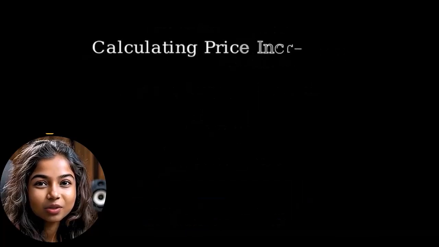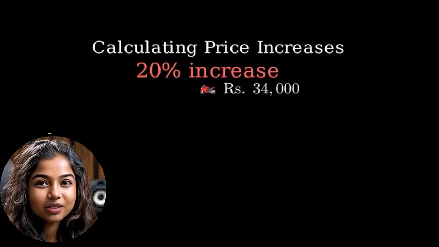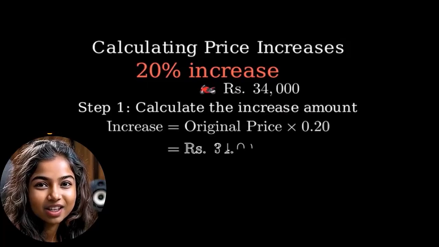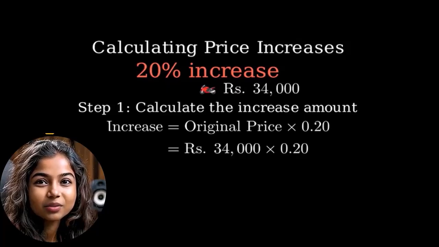Let's solve a problem about calculating a price increase. A motorcycle originally priced at 34,000 rupees has a 20% price increase. Let's find the new price. To solve this, let's break it down into two steps. Step 1. Calculate the amount of the increase. To find a 20% increase, we multiply the original price by 0.20.